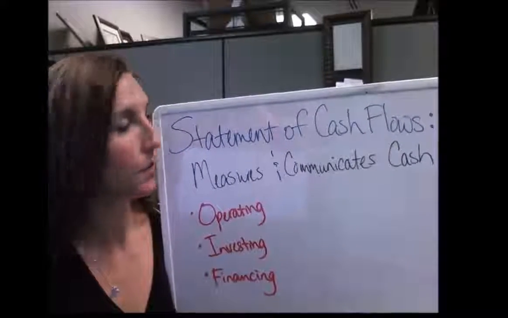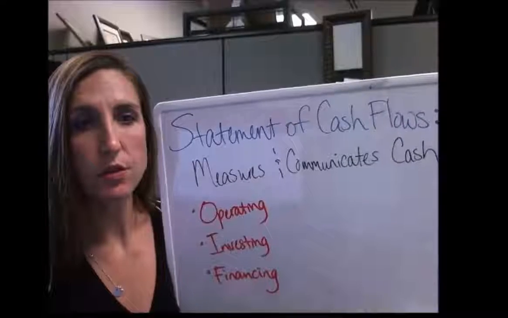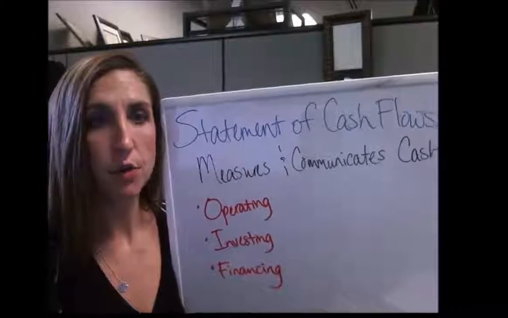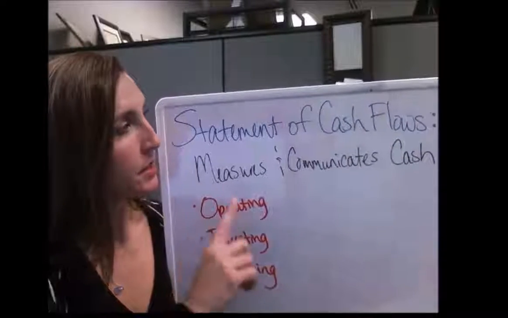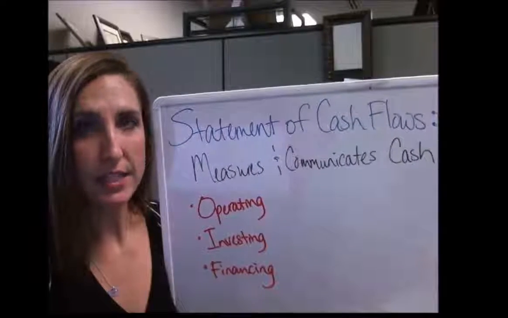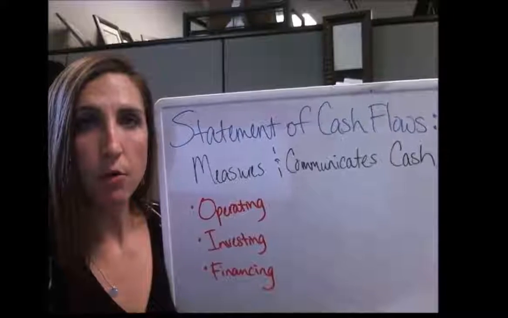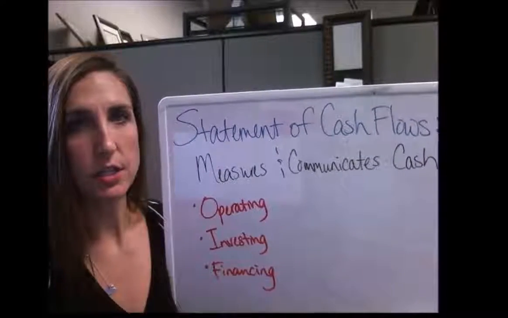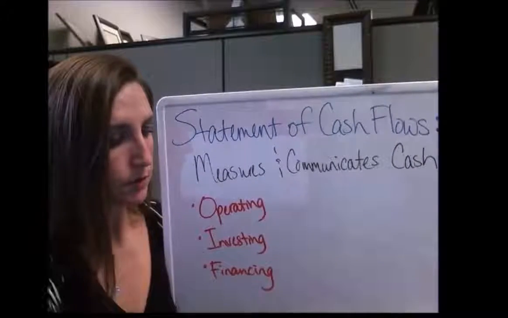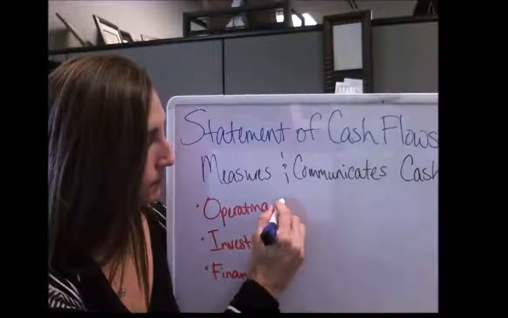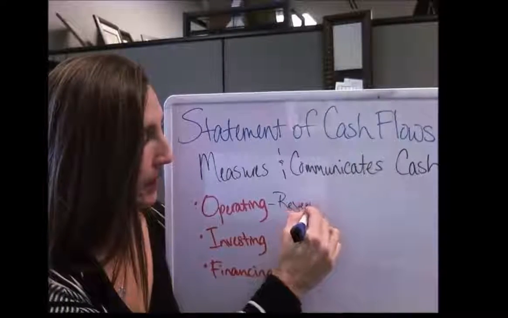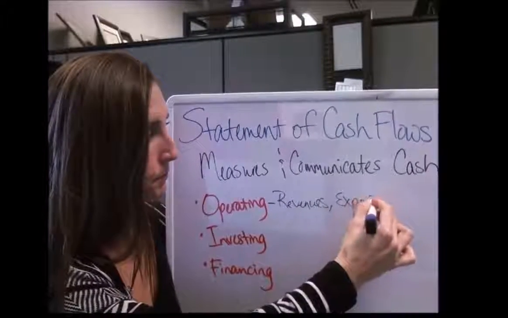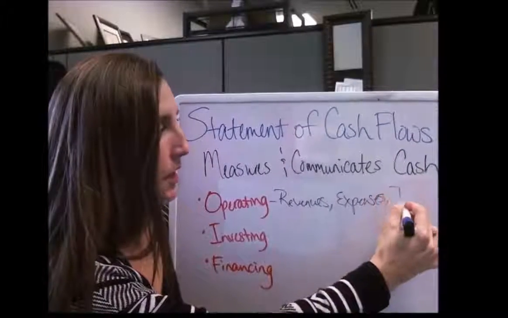The statement of cash flows will measure and communicate. Those are two key words for the entire semester. Also good to note on your final exam, but it measures and communicates your cash activity for either a month, a quarter, or a year by breaking it down into these three sections. Operating will include revenues and expenses, anything that you incur to operate your business, and it will also include interest.